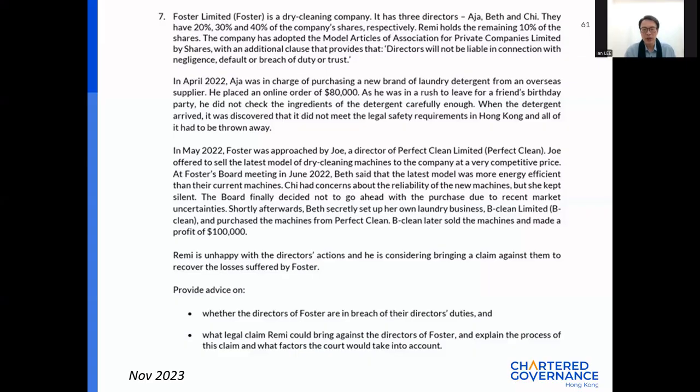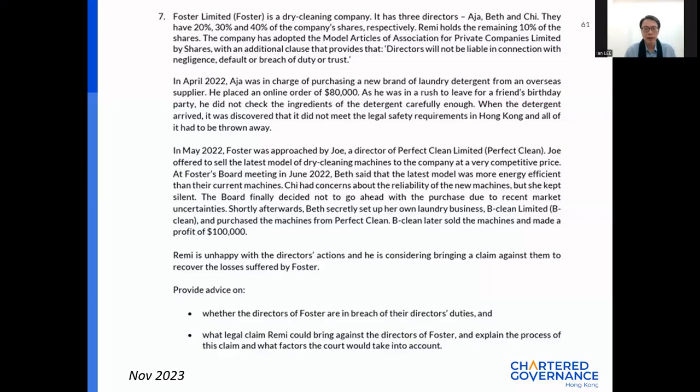Shortly afterwards, Beth secretly set up her own laundry business, B Clean Limited, and purchased machines from Perfect Clean. B Clean later sold the machine and made a profit of 100,000. So this seems like a director having information and being able to use it to make some extra profit. So Remy is unhappy. Remember, Remy is the shareholder with 10%, unhappy with the directors' action, and he's considering bringing a claim against them to recover the losses suffered by Foster.